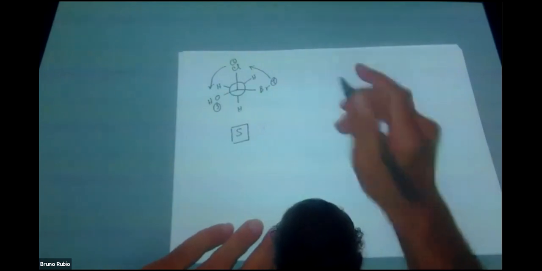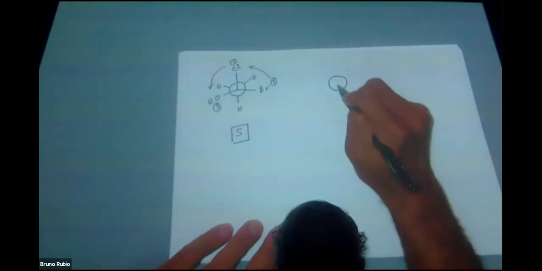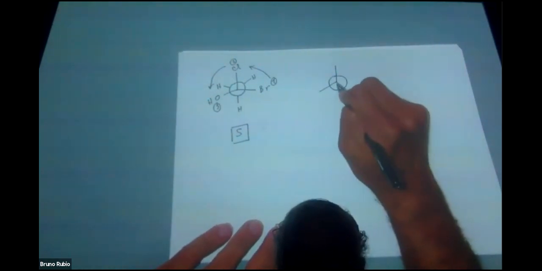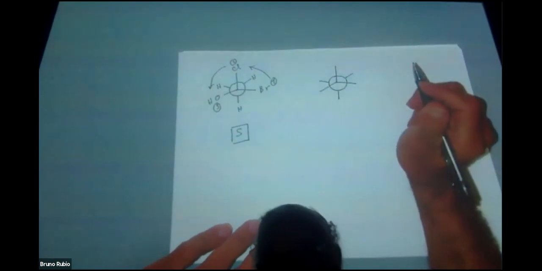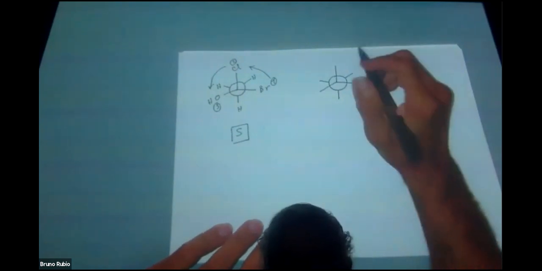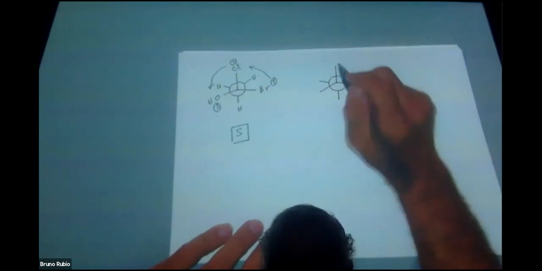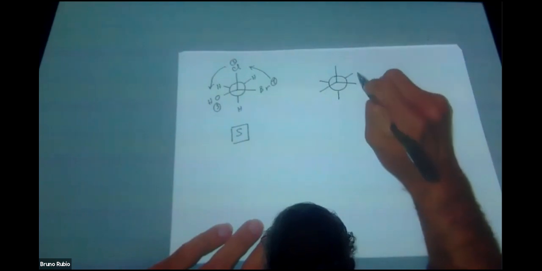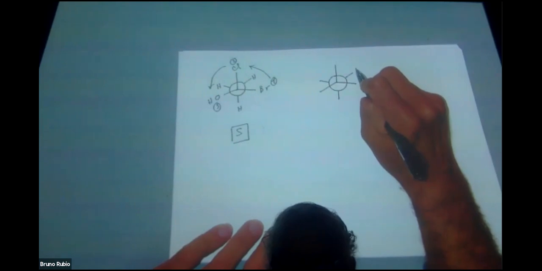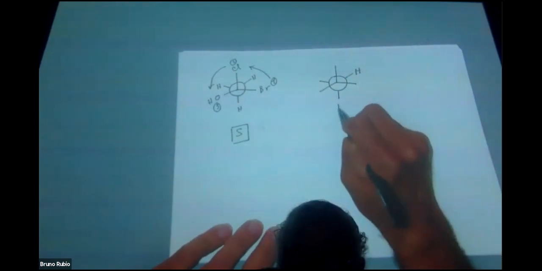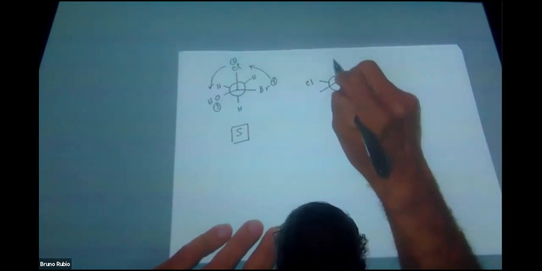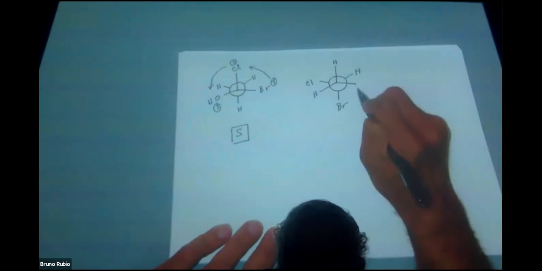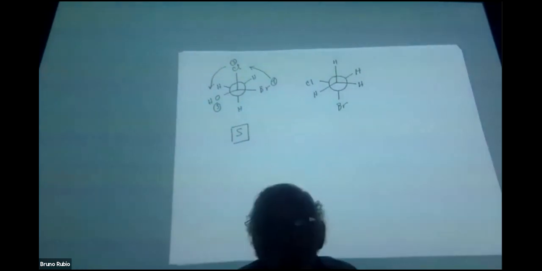How about let's do one more, another Newman projection. We need to be able to figure these out however it is written. So let's see, how about if we put H there, Br there, Cl there, and H there.